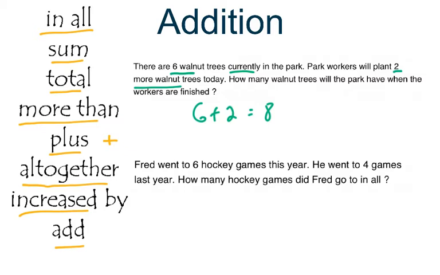The next one says Fred went to 6 hockey games this year. He went to 6 already, and then he went to 4 games last year. How many did he go to in all? Remember, in all is one of our clue words. This is for addition. So 6 plus 4, you should know, is 10.